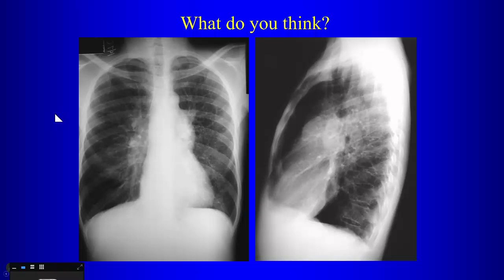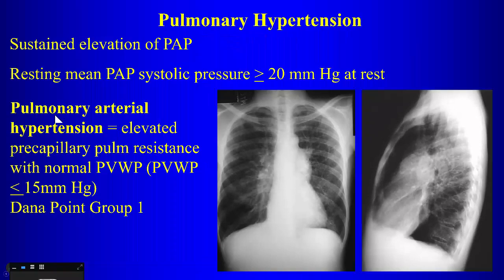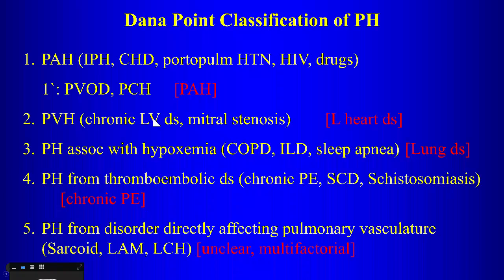But in medicine now, there's the data point classification, which we'll talk about, but the definition is sustained elevation of pulmonary artery pressure, mean pressure greater than 20 millimeters of mercury. The technical definition, when you have pulmonary arterial hypertension, is elevated precapillary pulmonary resistance with normal pulmonary venous wedge pressure. So that's data point group 1. But generally, we're talking about elevated pulmonary artery pressure.